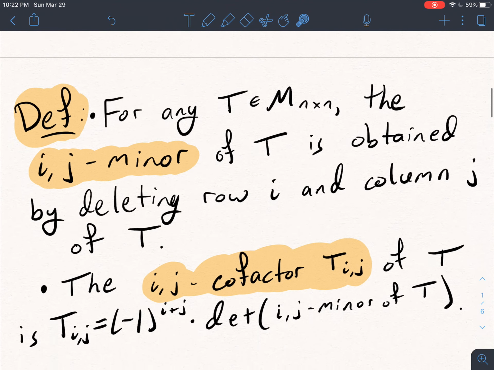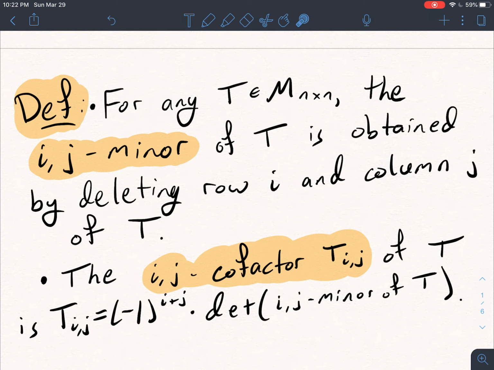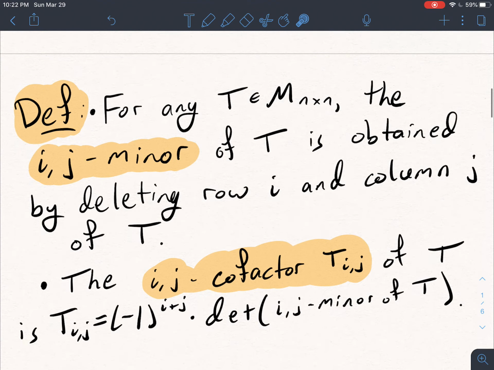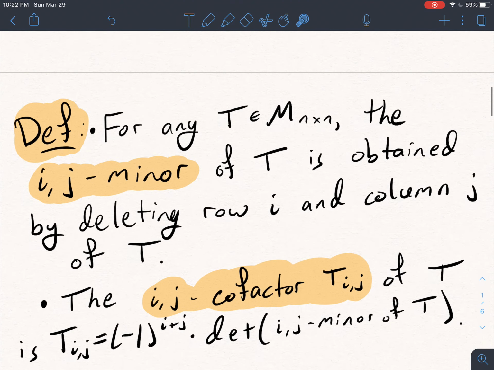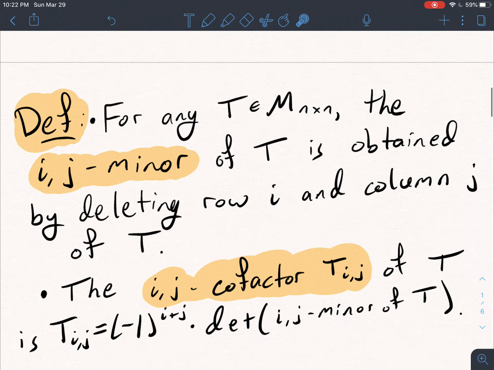Right, so that's our first one. So definition: for any square matrix T, an n by n matrix, the ij minor of T is obtained by deleting row i and column j of that matrix. And so in our previous example, what we were doing was taking the determinant of a bunch of minors from that first matrix.